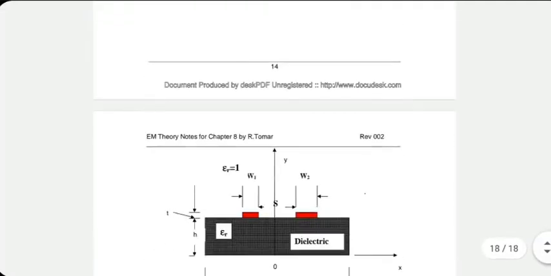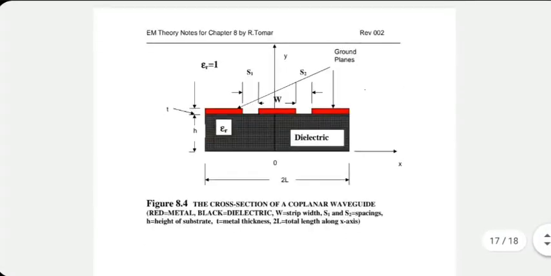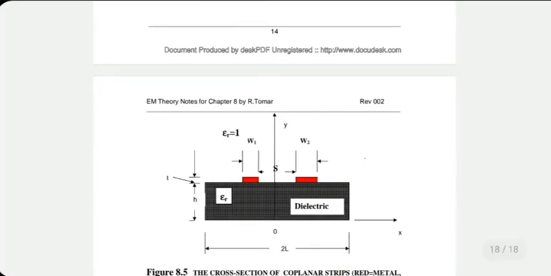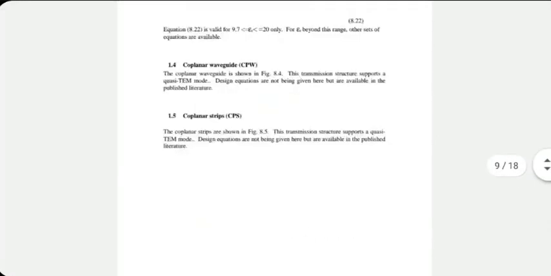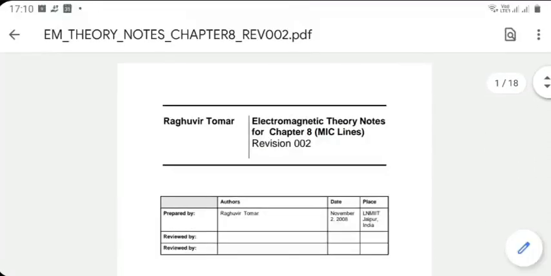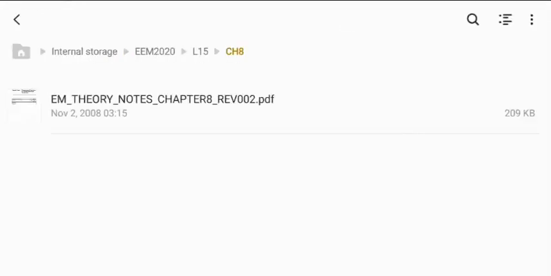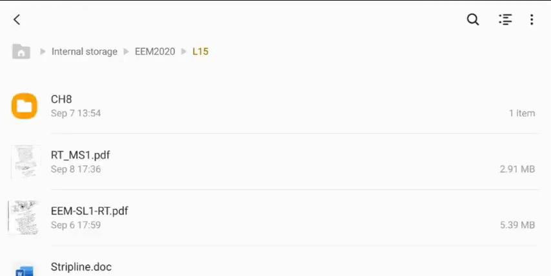And the last one is coplanar strips. Basically, these ground planes on the left side and right side are made of finite dimensions. So at least be aware of the 5 different names of MIC transmission lines. We will be talking only about strip line and microstrip. Okay. In some other course, maybe you will get exposure to other kind of lines.